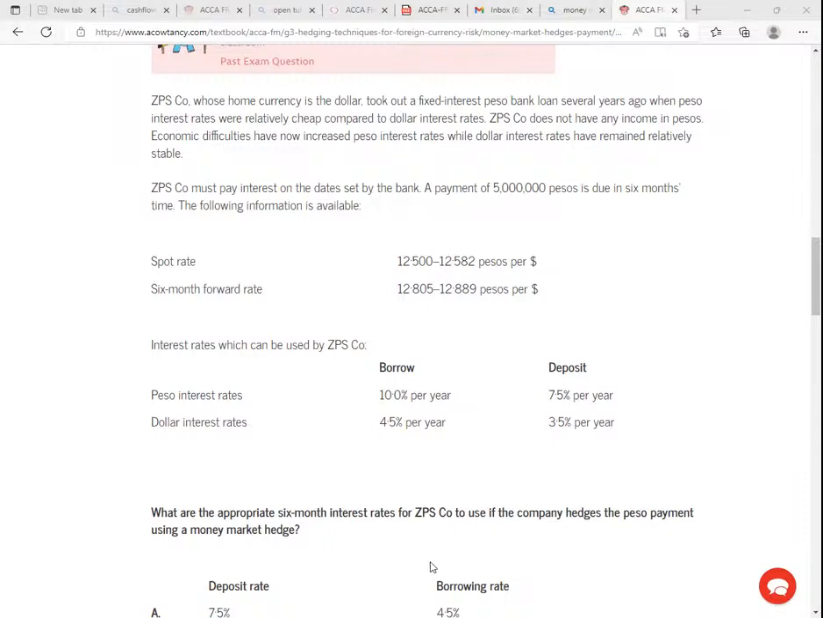I am not getting enough answers. Great, now they're coming in. Remember, it is 12.5 to 12.582 pesos per dollar.